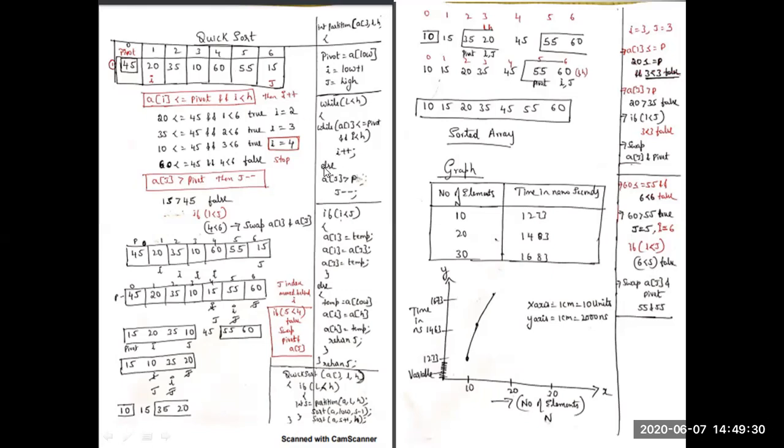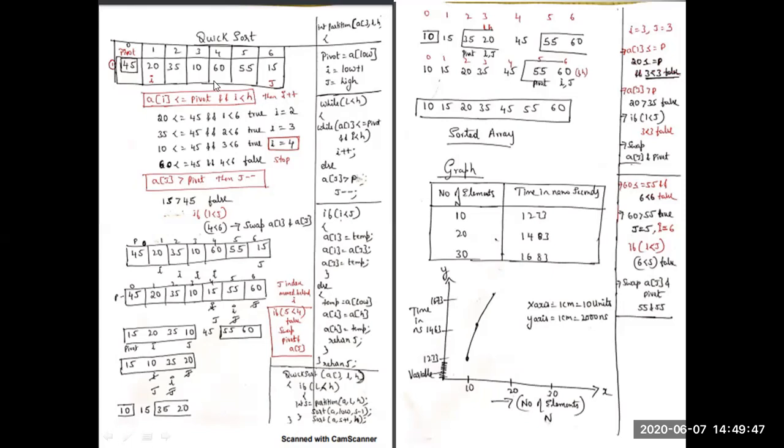Next, what you need to do? You need to check with the else loop. Okay, is A of J greater than the pivot element or not? I said decrement j until you find a lesser element than your pivot. 15 is greater than 45? No, it becomes false. Stop.